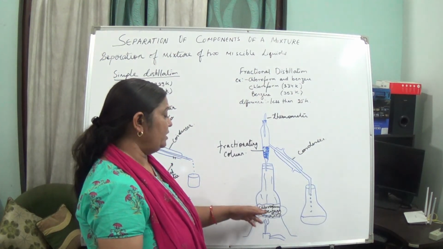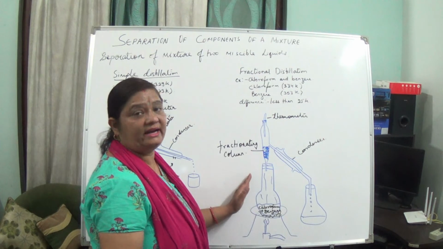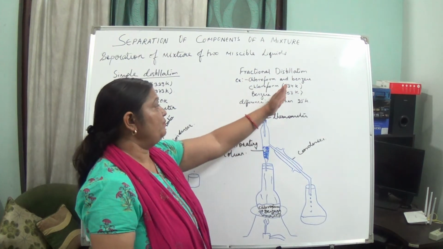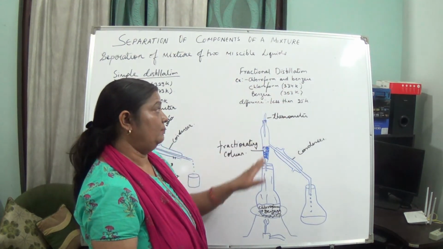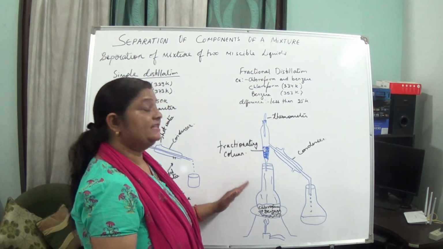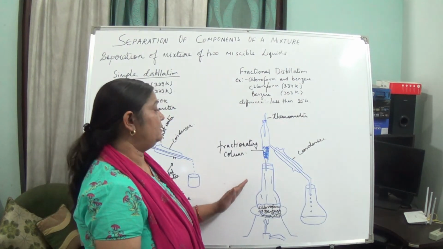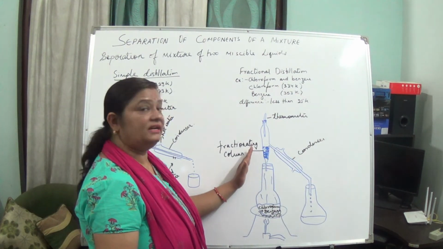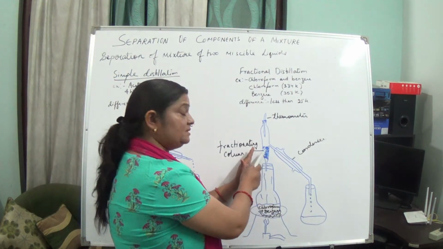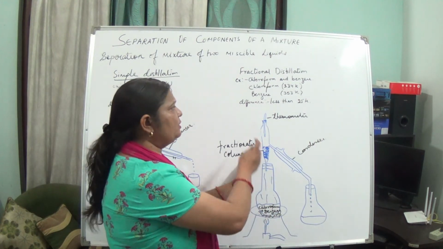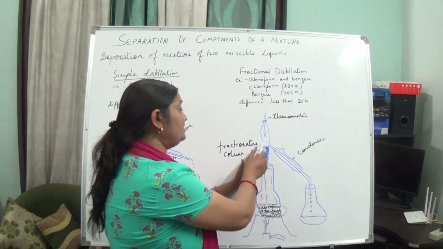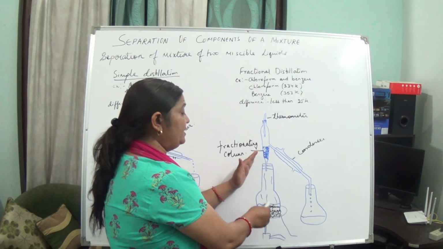So we have taken chloroform and benzene in this distillation flask. What happens when we provide heat to it? The chloroform, which has the lower boiling point, starts boiling first and changes into gaseous form, moves up, and comes to the fractionating column. As soon as chloroform comes here, benzene also starts boiling because the difference in boiling point is very small. Chloroform reaches the fractionating column, and benzene comes after that.